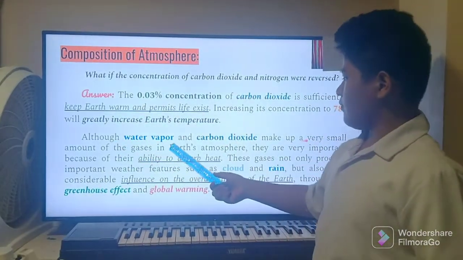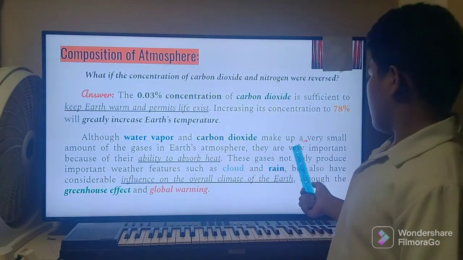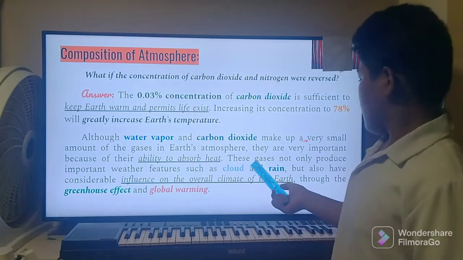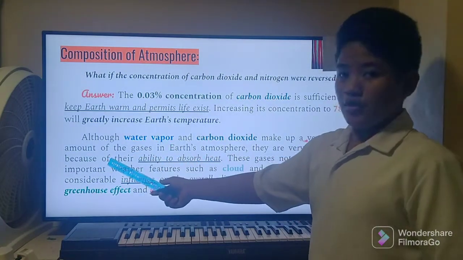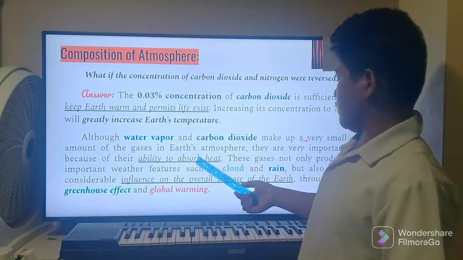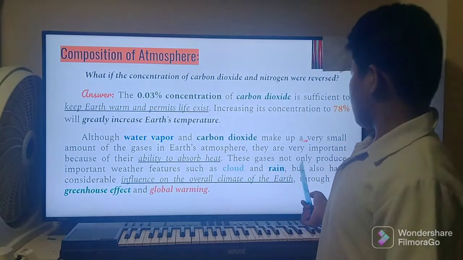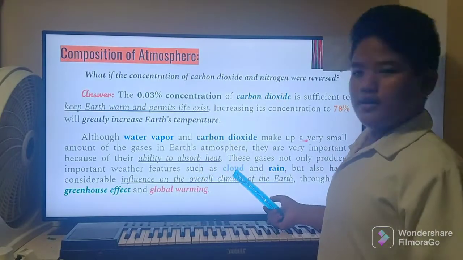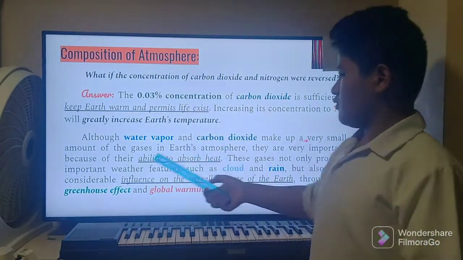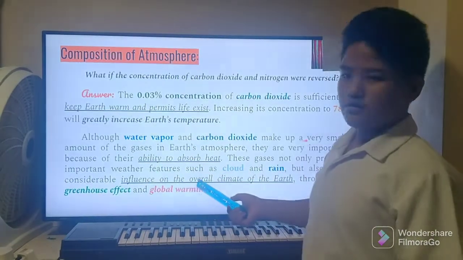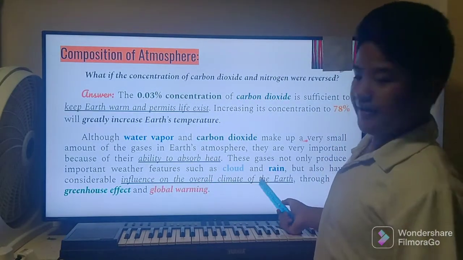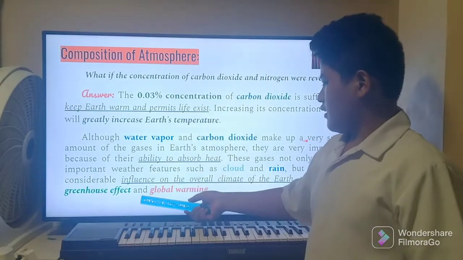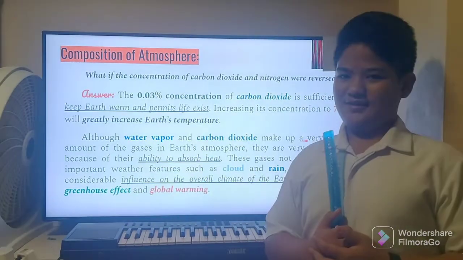Although water vapor and carbon dioxide make up a very small amount of the gases in the Earth's atmosphere, they are very important because of their ability to absorb heat. These gases not only produce important weather features such as cloud and rain, but also have considerable influence on the overall climate of the Earth through the greenhouse effect and global warming.